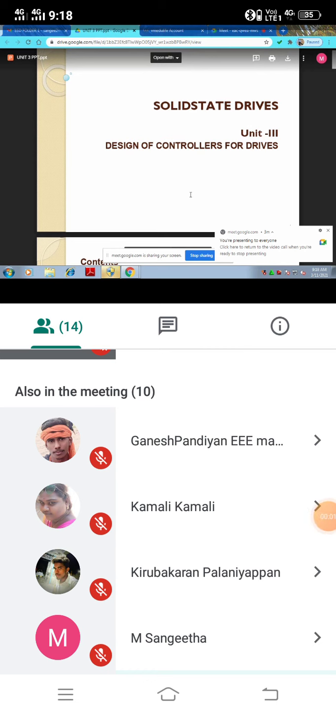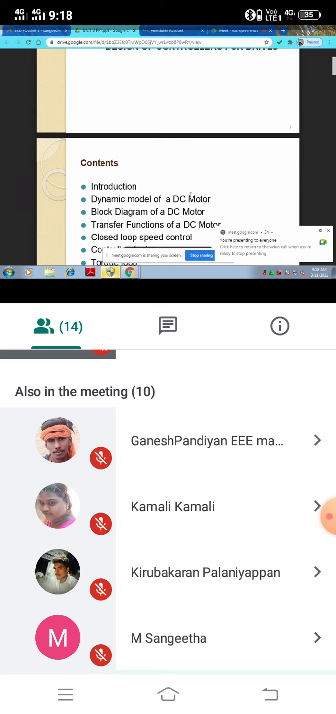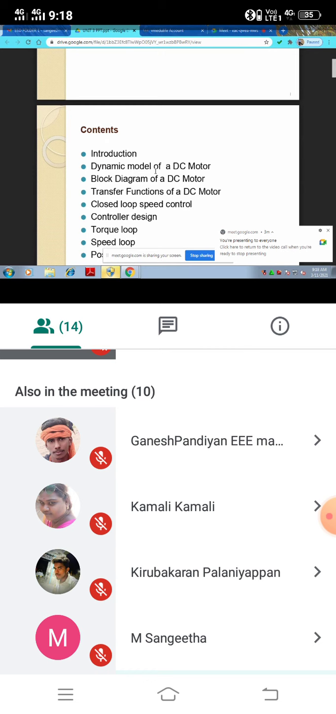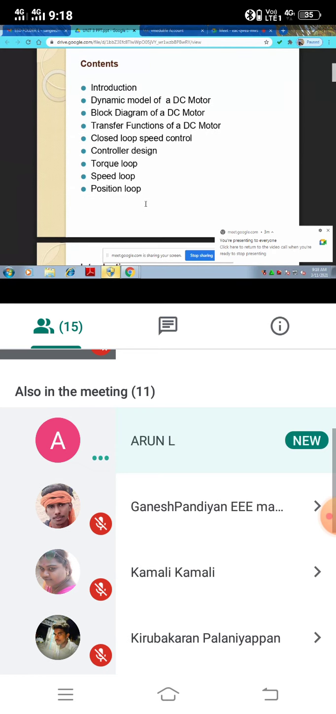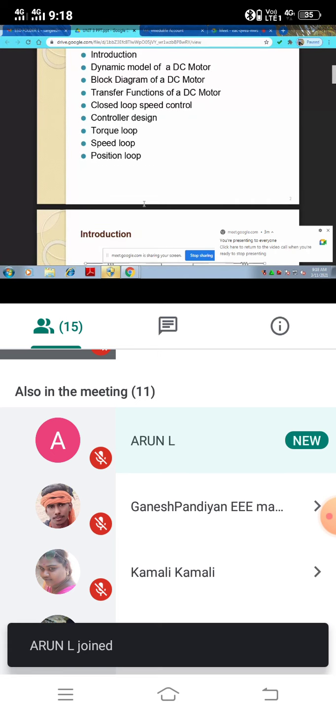This is design of controllers for drives. This is the design of motors, their categories or motor characteristics, for controlling or driving purposes. This third unit contains introduction, dynamic model of a DC motor, block diagram of a DC motor, transfer function of a DC motor, closed loop speed control, controller design, torque loop, speed loop, position loop. These all are the topics in this unit.